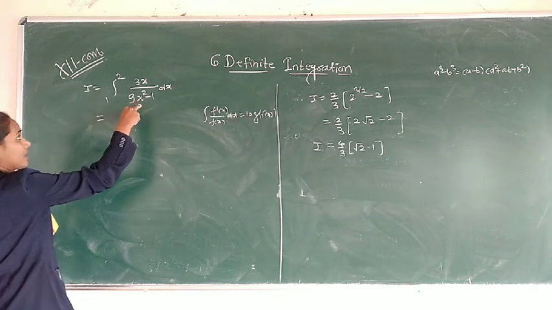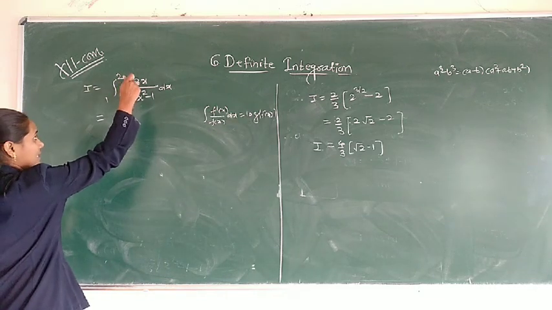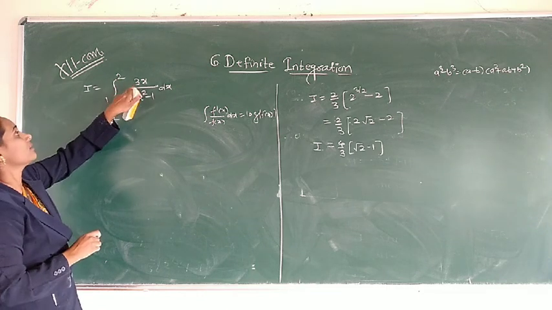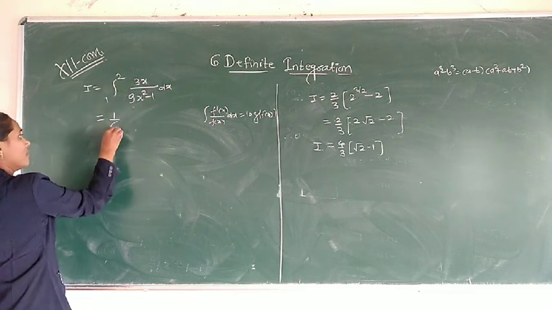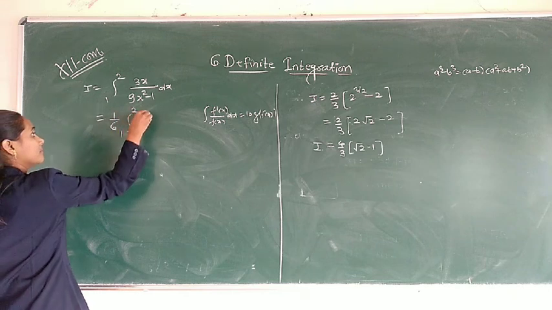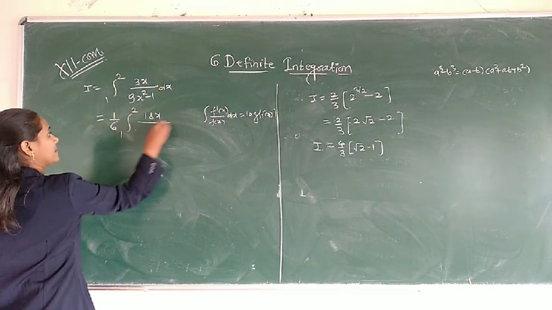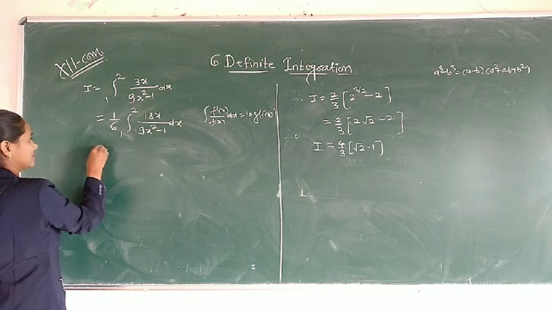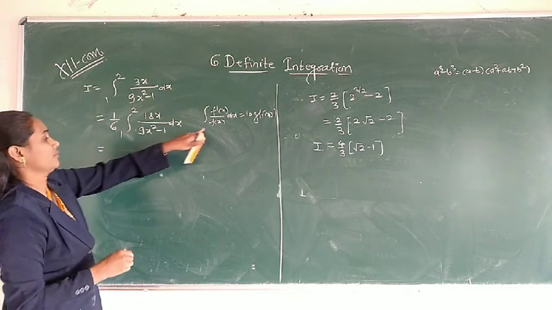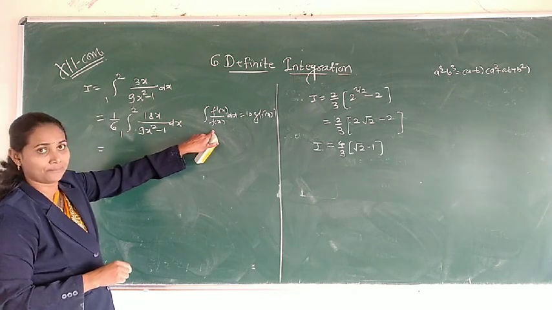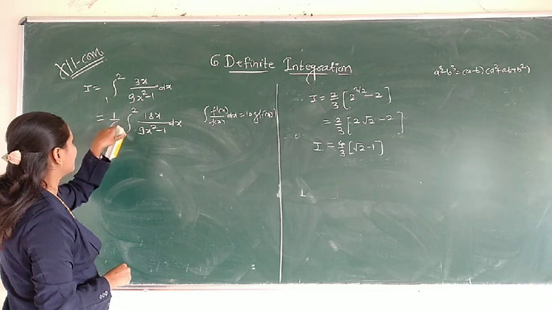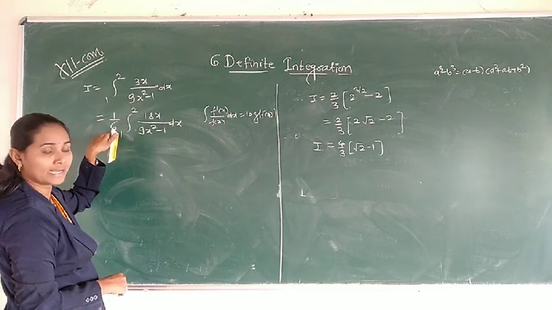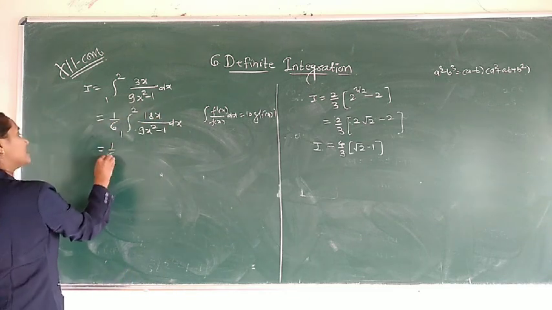Here derivative of 9x square is 18x, but here it is 3x. So here we multiply and divide by 6, since here it becomes 18x. So 1 by 6, 18x divided by 9x square minus 1 into dx. We have to adjust this formula. So here we multiply and divide by 6. So here 6 into 3, that is 18, and here I am dividing by 6. 1 by 6 as it is.